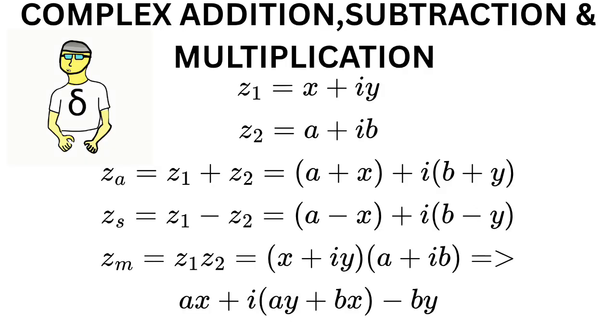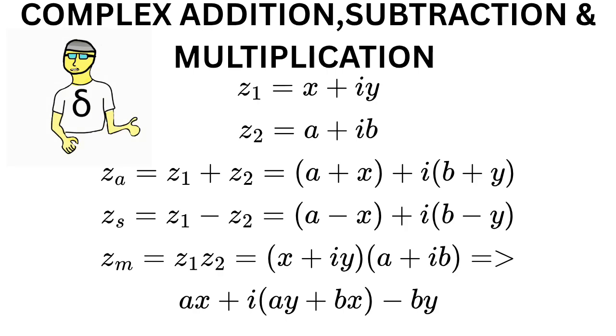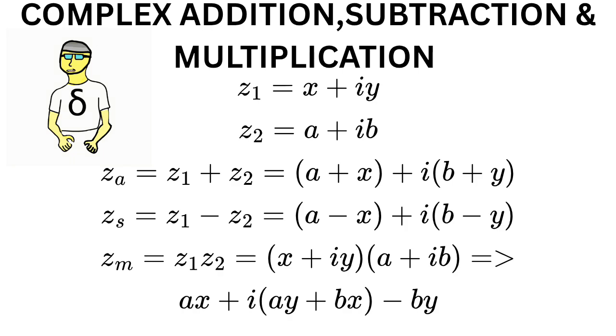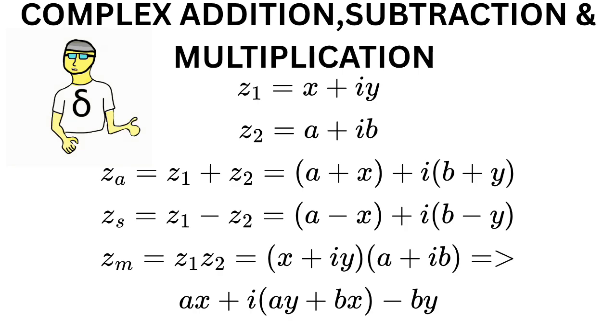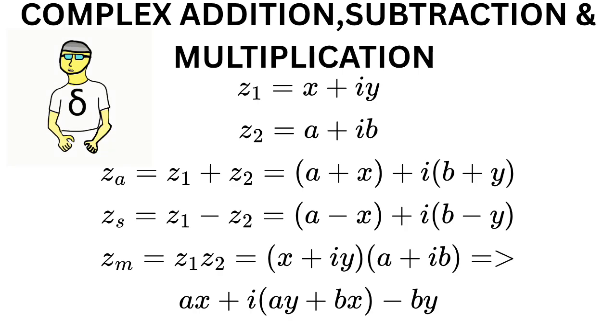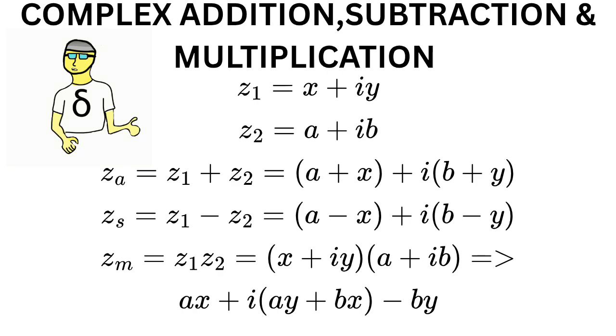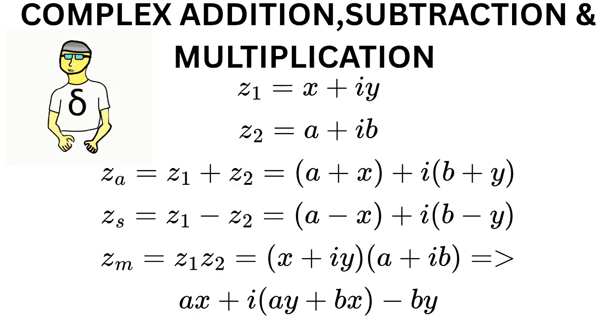Alright, now as we know the basics of complex numbers, we must now know how to do arithmetic operations on complex numbers. So first, let's begin with addition. Say z1 = x + iy and z2 = a + ib. If z = z1 + z2, then z would be equal to (a + x) + i(b + y). It's quite simple, just add the real parts and add the imaginary parts.